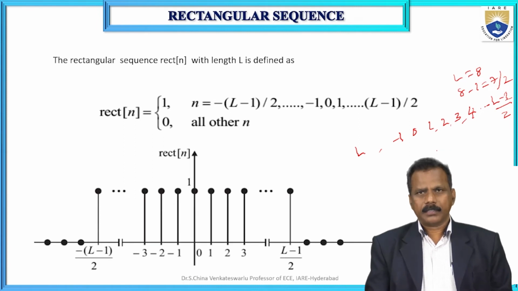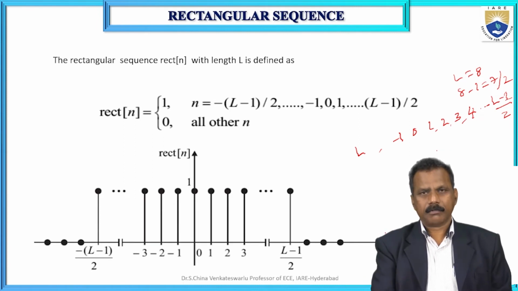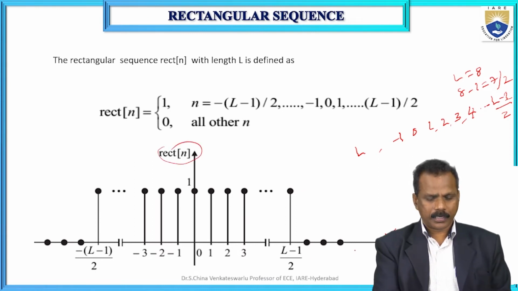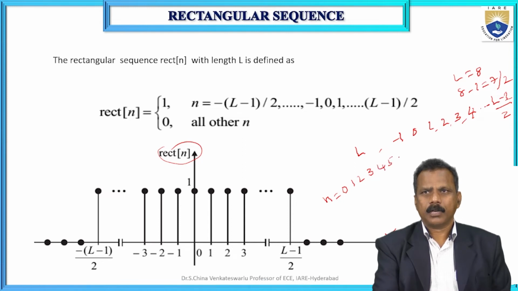So here it is graphically, n versus rect of n. As you can analyze, the n values are ready to observe graphically: n is equal to 0, 1, 2, 3, 4, 5 and so on, due to the length L, maybe (L minus 1) by 2 in the x-axis direction.